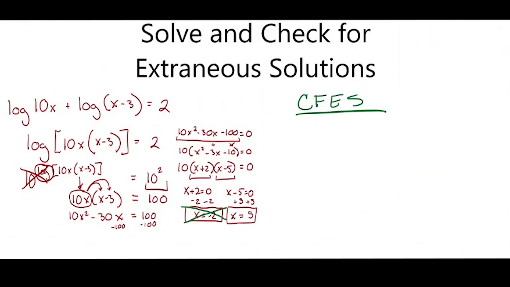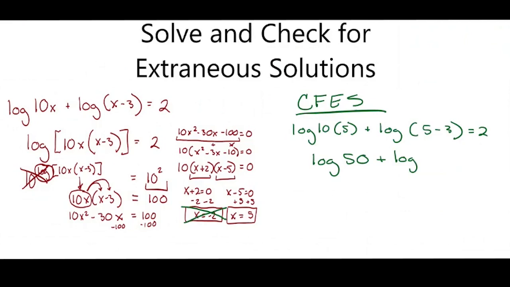But if I plug in log of 10 times 5 plus log of 5 minus 3 equals 2, well, that's the log of 50 plus the log of 2 equals 2. Well, that is log of 50 times 2 equals 2, so the log of 100 equals 2.